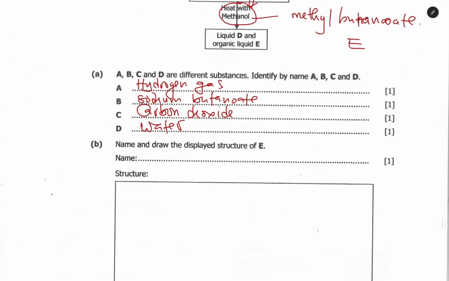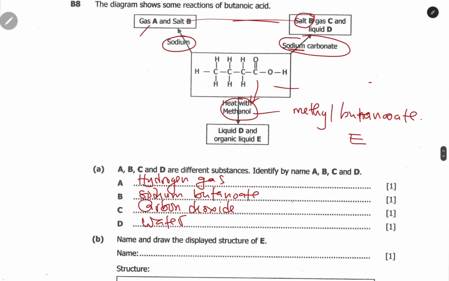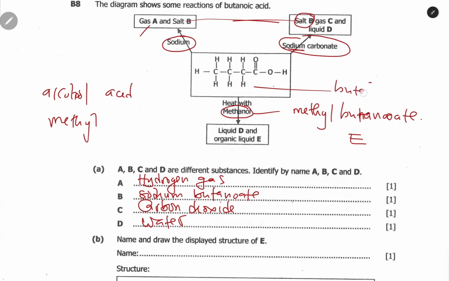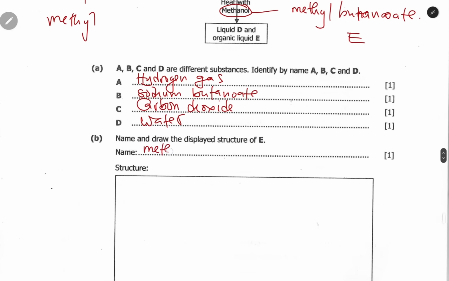Now, B, name and draw the displayed structure of E. Look at this. So this that is formed is an ester. Now for an ester, the first part of the name comes from the alcohol. Then the second part comes from the acid. So the alcohol is methanol, so it becomes methyl. Then the acid is butanoic acid, which becomes butanoate. So this is methyl butanoate.